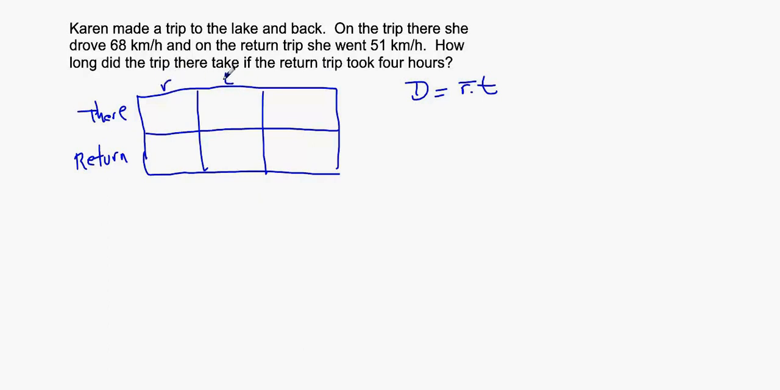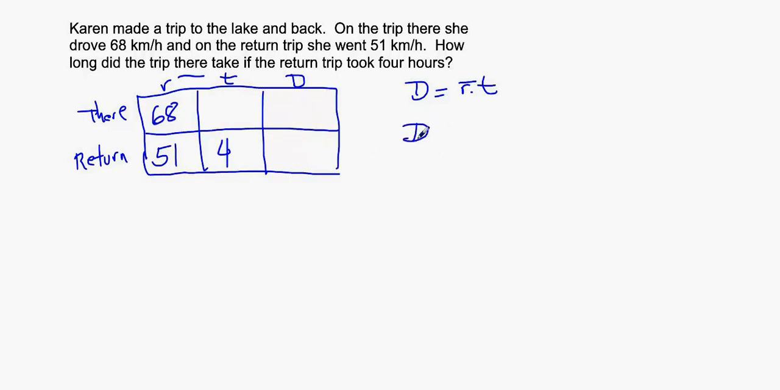R, T, and D. The way there, she drove at 68 kilometers an hour, so that can go there. On the way back, she drove at 51 kilometers an hour. But let's be careful how we read the question here. It says, how long did the trip take if the return trip took 4 hours? So that means I can use that in this part, and I can solve for D here.